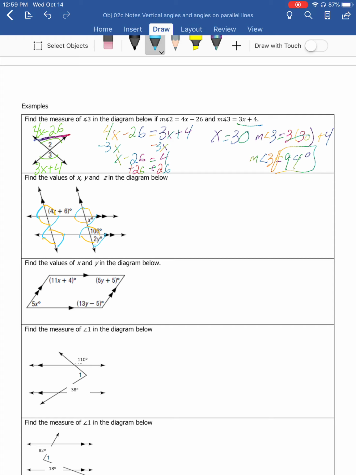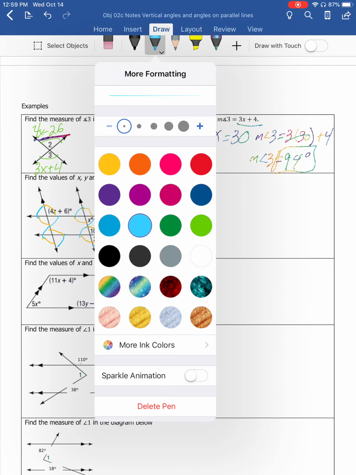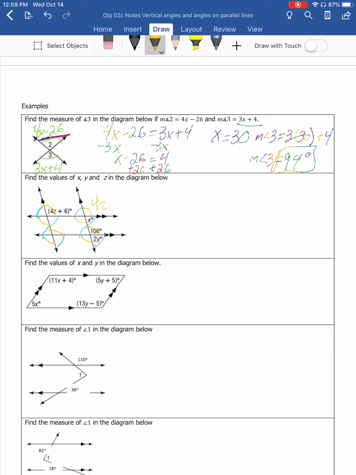Okay, so looking at this right here, I start writing what I know. Well, if this is 4z plus 6, then this one right here has to be 4z plus 6, and these are both the same, so 4z plus 6 must be equal to 106, minus 6, minus 6. 4z is equal to 100. Z is equal to 25 when you divide. Okay, so I use the other things that I know.